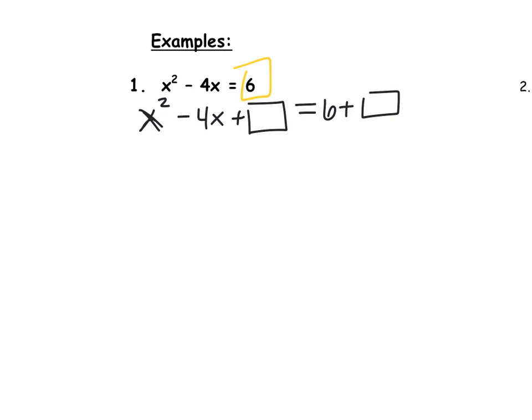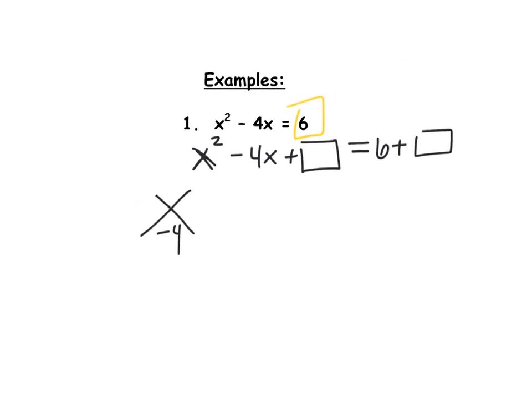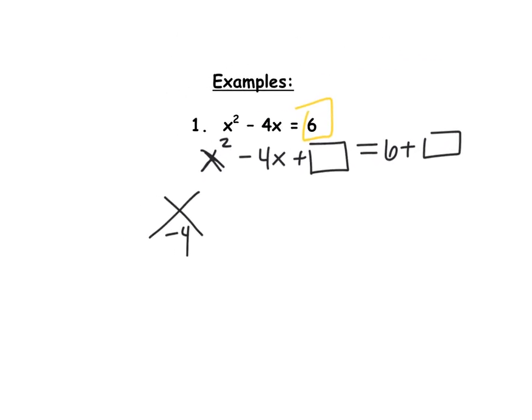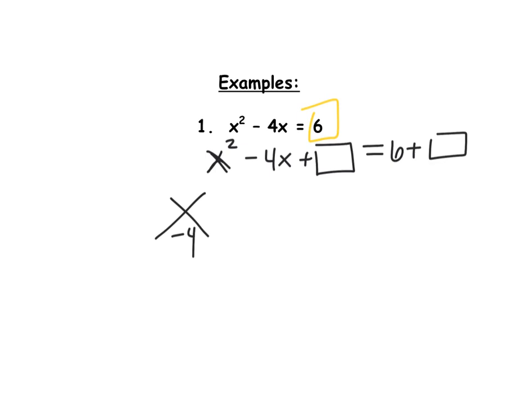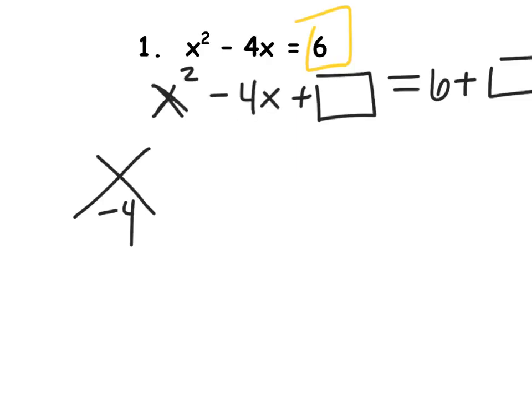Now my next part is I draw my diamond. Put my negative 4 downstairs. I now say to myself, what's negative 4 divided by 2? You guessed it, it's negative 2. So I put my negative 2 on the left and right part of my diamond. And then I do negative 2 times negative 2, which is a positive 4. And I put a 4 in both squares. Okay.